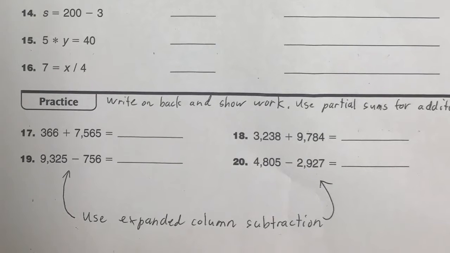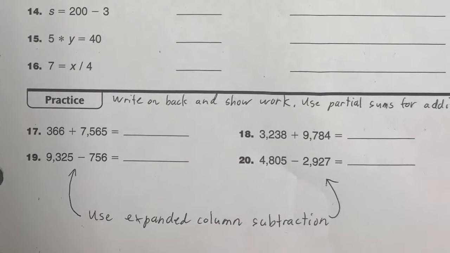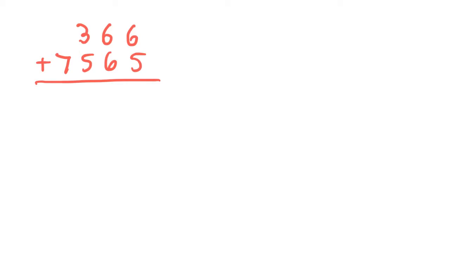And the last bit here is some addition and subtraction. But if you were in my class, I would like you to please use partial sums for the addition, and I would like you to use expanded column for subtraction, and I will remind you of what those are right here. So we'll do one of each to remind you. So please rewrite very neatly with neat columns, and you can go from left to right or right to left. I will go from left to right.